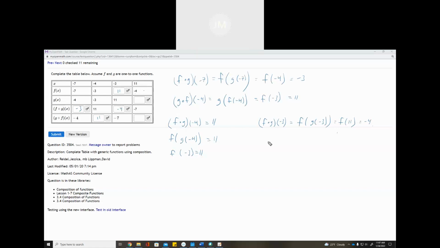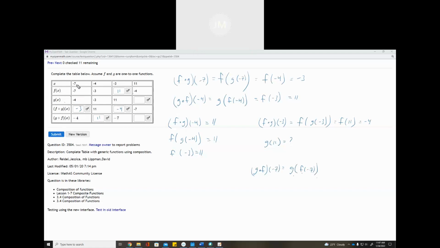Next, g of 11. So I need to figure that out, and once again I need to take advantage of some other information that I have. Obviously the other things where I'm plugging into g of negative 7, negative 4, negative 3, that's not helpful here. I need to say, how do I plug 11 into the g function? So I'm going to look at the composition where I'm plugging the f function into g. So let's look at g composed with f and say, when I plug in negative 7, what happens? I have g of f of negative 7.